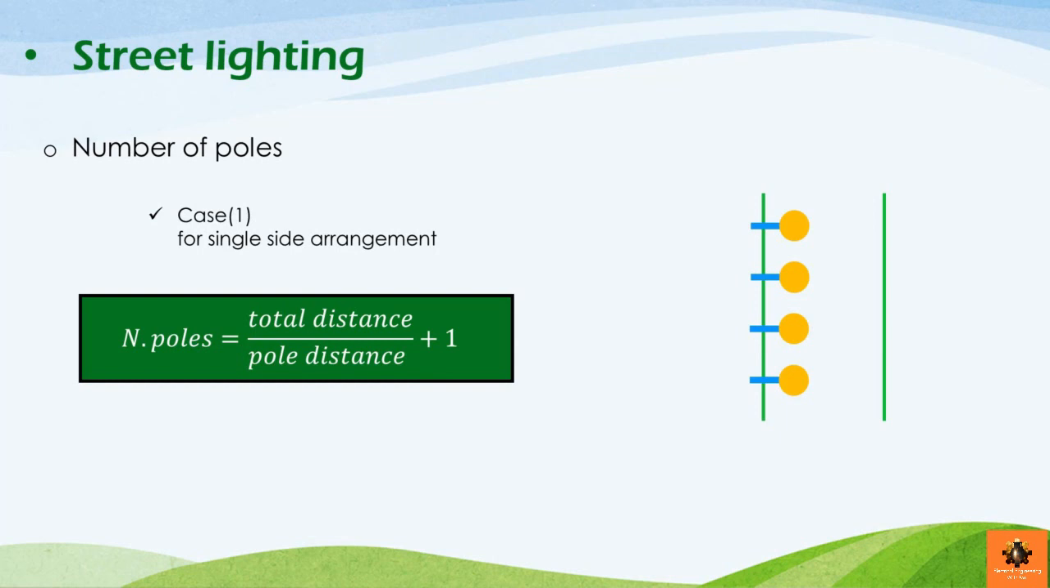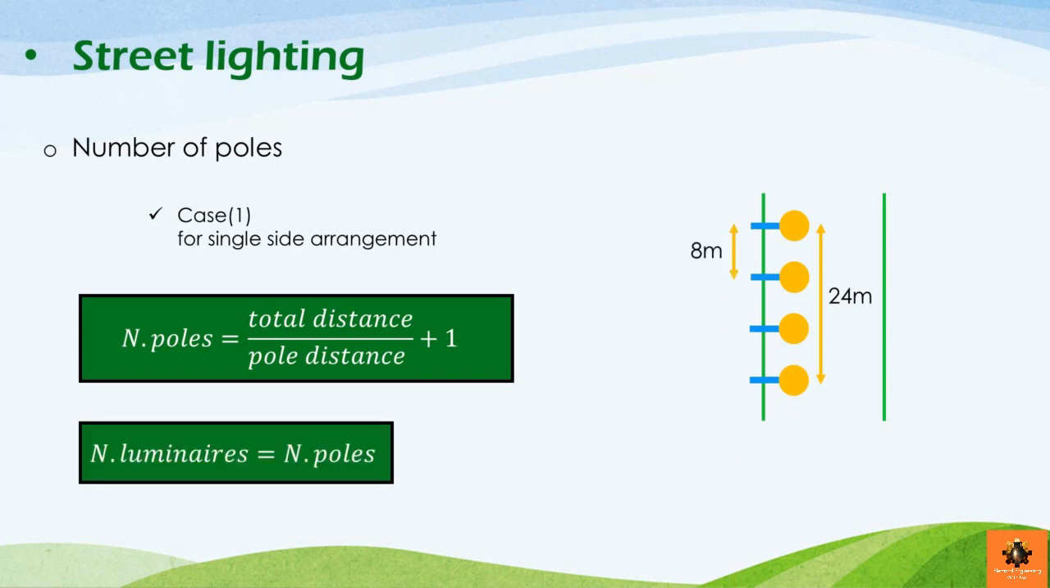For example, if we have a sample street that has a total length of 24 meters and the pole distance at that street equals 8 meters, in that case, the total number of poles will equal 24 over 8, which is 3, and we add 1 to it, so it finally equals 4 poles. And the number of luminaires will equal the same number of poles, as this is a single side arrangement where the number of poles is the same as the number of luminaires.